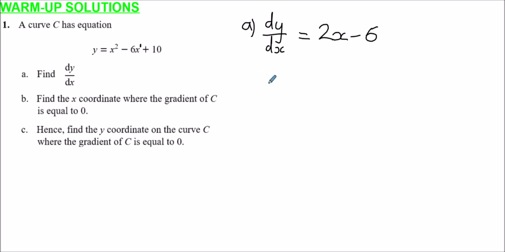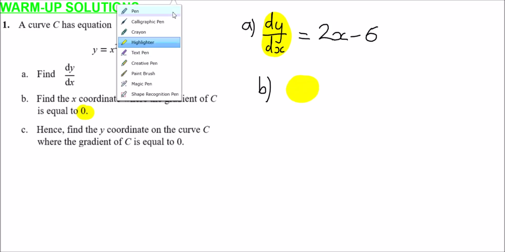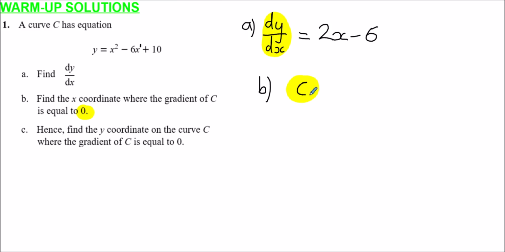Part B, find the x-coordinate where the gradient of C is equal to 0. So this is the gradient function, and so we just want this dy by dx, the derivative, to equal 0. And so we just set 2x minus 6 equal to 0. Rearrange and solve. Therefore, you'll hopefully see that x is equal to 3.